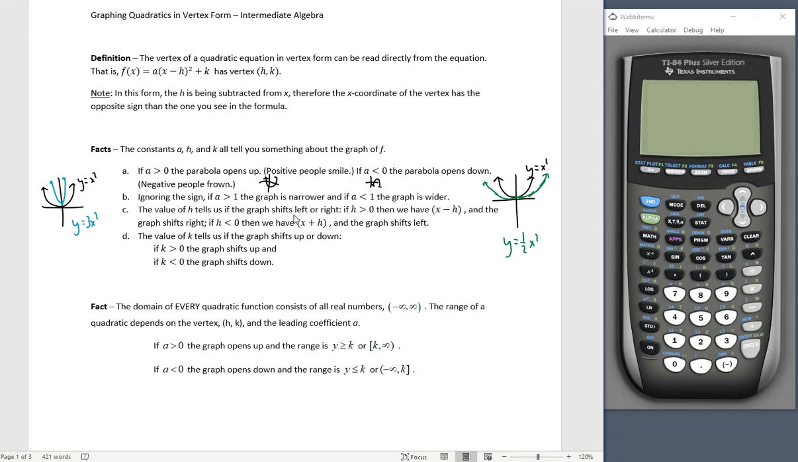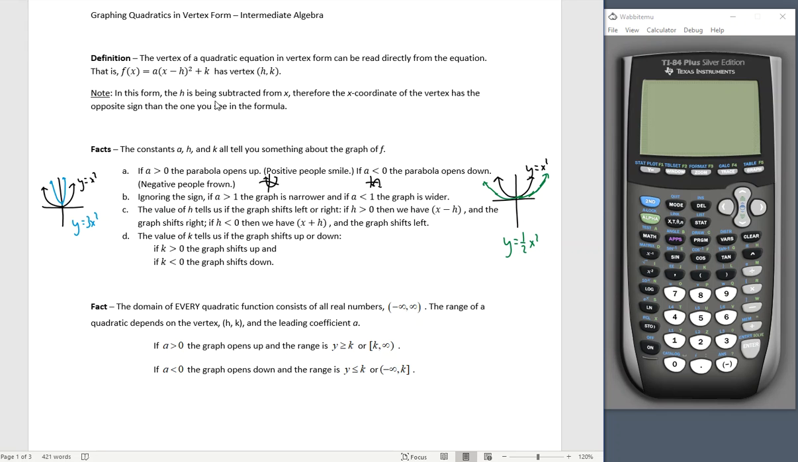The h value tells us if the graph shifts left or right. If h is greater than 0, we'll have x minus h, and the graph shifts right. So keep in mind x minus h shifts right. If h is less than 0, we'll have x minus a negative value, so that's x plus. Anytime we have x plus, the graph will shift left. Now notice this is opposite of common sense. We see a minus sign, we're thinking it's to the left. But that's opposite. So x minus h, the graph shifts right. x plus h, the graph shifts left.